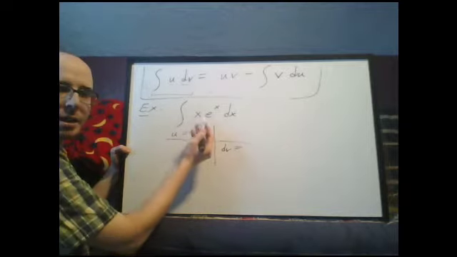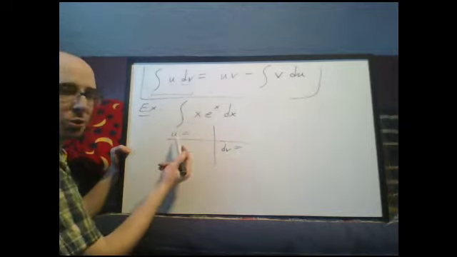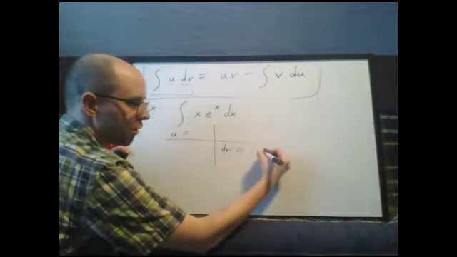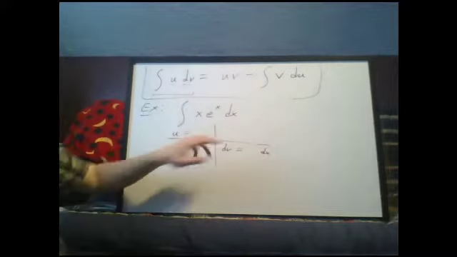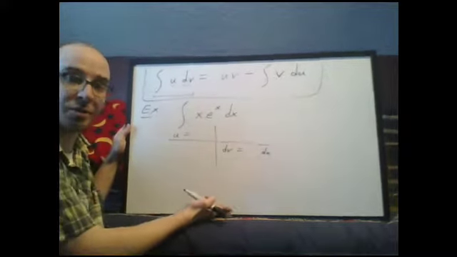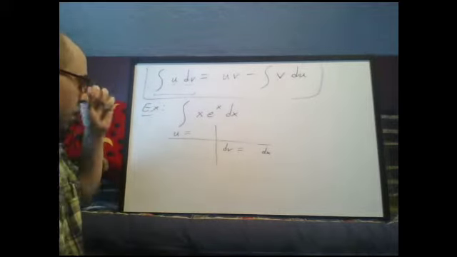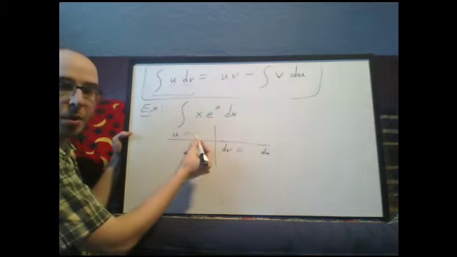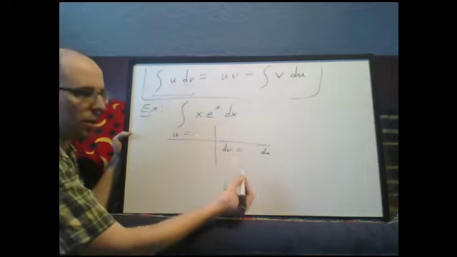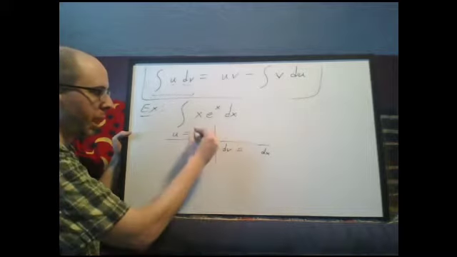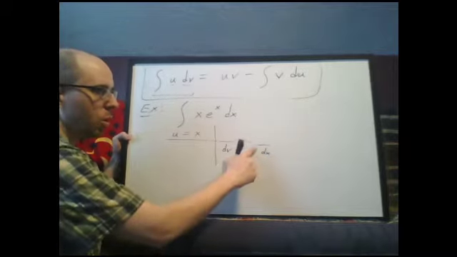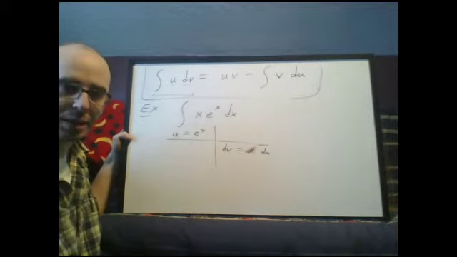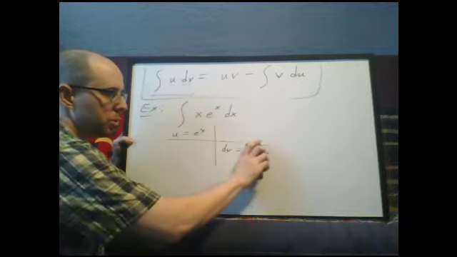I need to look at this and figure out which part is u and which part is dv. Now, one thing is the dx is always part of dv, because that's the differential part. So there's basically two functions, x and e to the x. One of them will probably be u and one of them will be the rest of dv. So I could put x here and e to the x here, or I could put e to the x here and x here. So there's kind of a trial and error issue with which is the correct choice.